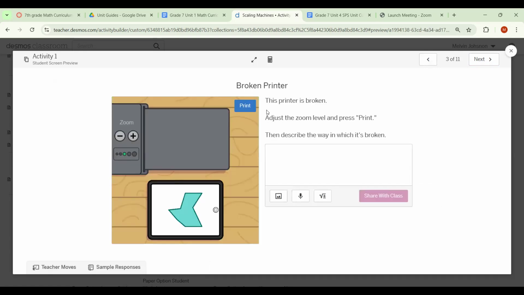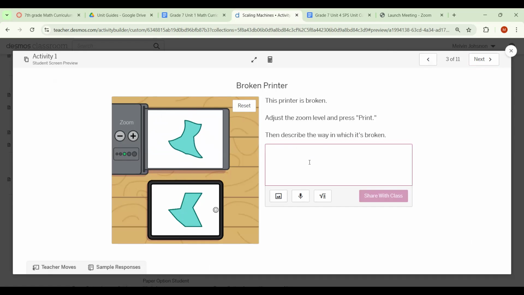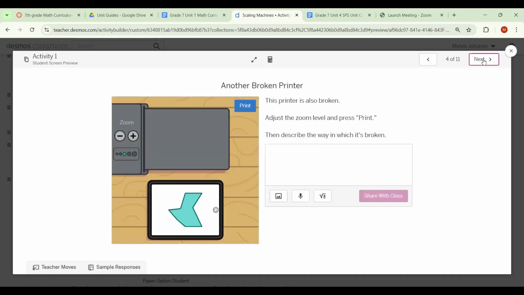So let's print again. It says the printer's broken this time. Oh, that doesn't look like this, does it? Nope. This one has a curved point here when this one does not. It's curved over here when this is all straight. So that's how we describe this broken. Okay, moving on. This one's also broken. So everything looks thinner, doesn't it? It's flatter. All right, the angles are sharper here. Right. All right, let's move on.